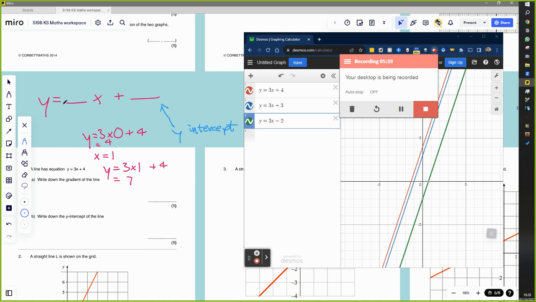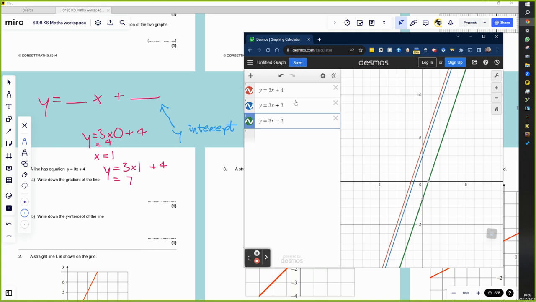Now, what about this bit here? Well, let's play around with it on our example here. So we'll turn this one off. You can see, by the way, that they all have the same gradient. They're all just as steep as each other. I know they're all just as steep as each other because they're all parallel. They've all got the same angle, right?